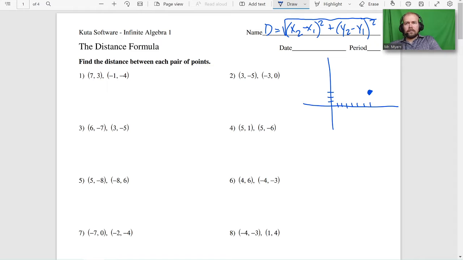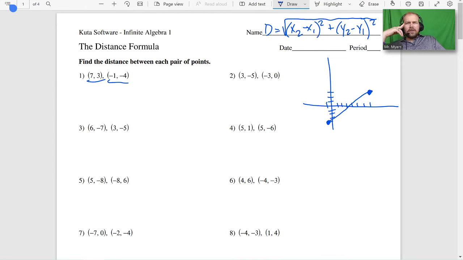I'm going to graph that. And then negative 1, negative 4. Negative 1, negative 1, 2, 3, 4. So about right there. Okay. All right. Well, they want to know the distance. So here's what they want. They want to know how long that is.